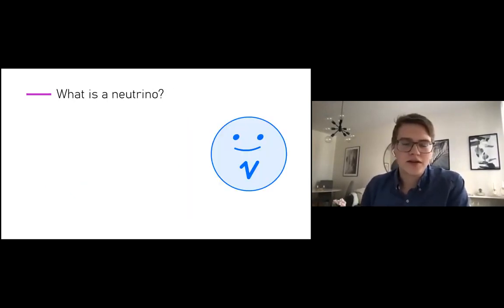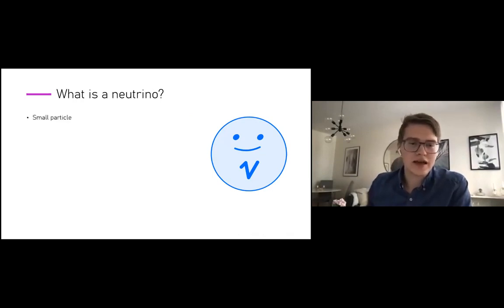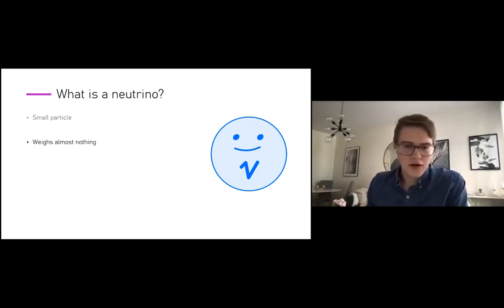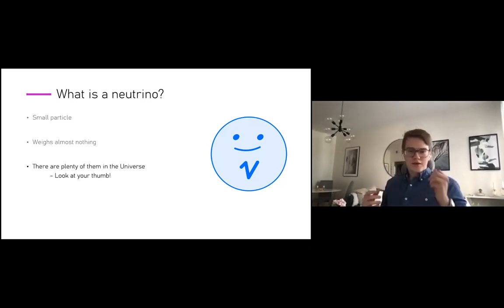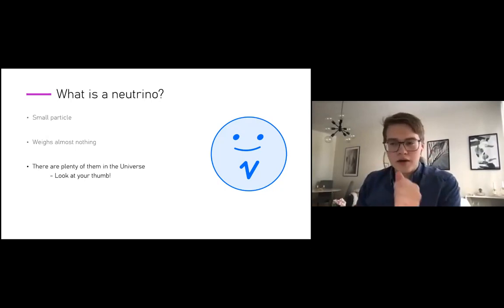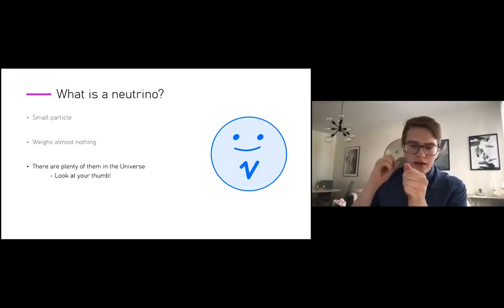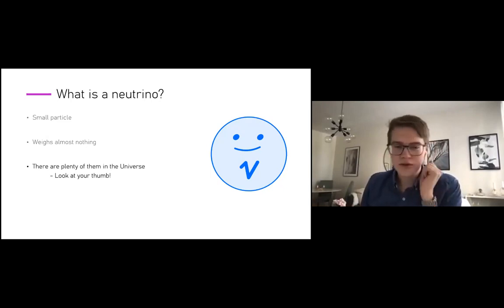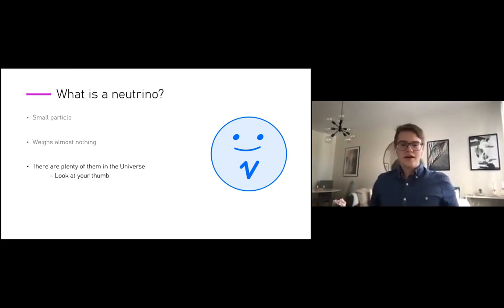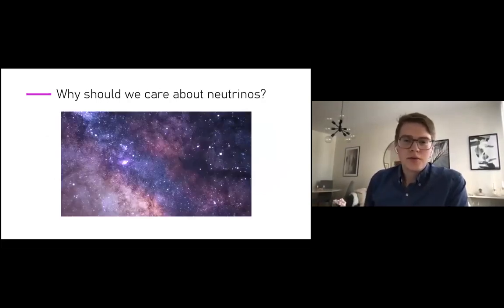So now you might be wondering, what is a neutrino? Well, a neutrino is a very small particle. It weighs almost nothing. It's very light. And there are also plenty of them in the universe. If you were to look at your thumbnail right now, about 100 billion neutrinos flow through your thumbnail every second for your entire life. But you don't notice them because they, A, are very small, B, they weigh almost nothing, and the most important thing is they rarely interact. So they almost never collide with things, and you don't notice them, and you can't feel them, but they are everywhere.